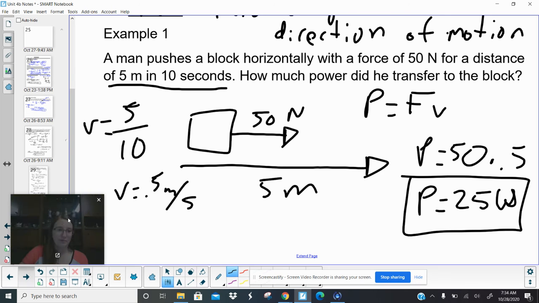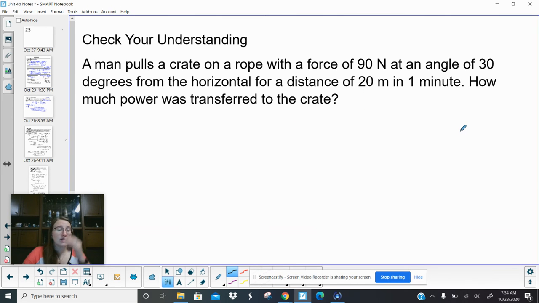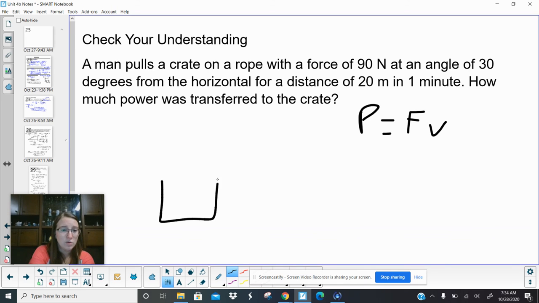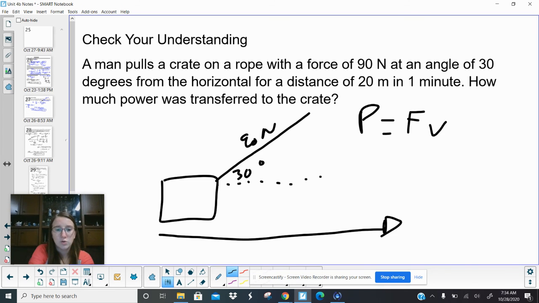Okay, let's go ahead and try the next one. This one is going to be a little bit different now because we do have an angle. We've got a man pulling on a crate with a rope. It's got a force of 90 newtons at an angle of 30 degrees. The distance is 20 meters in 1 minute.